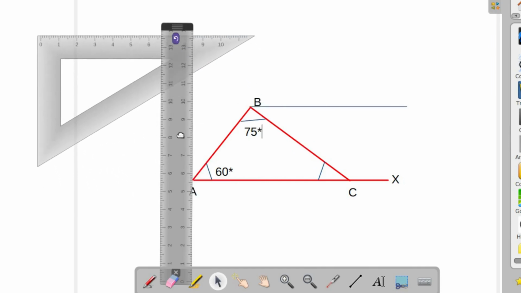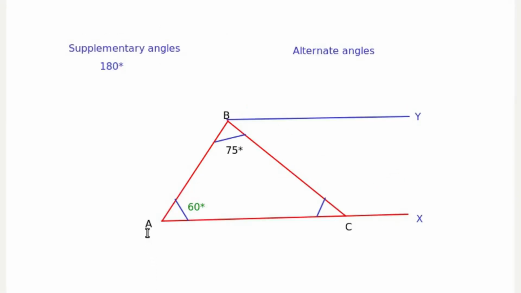Look at this. Here it is. You got a parallel line, and let's name this Y. Okay. So angle CAB is equal to 60 degrees, and angle ABC is equal to 75 degrees. So we are going to calculate angle ACB. This is what we have to find out.